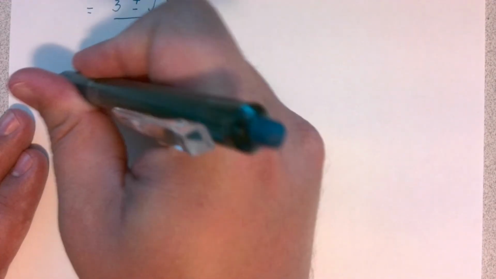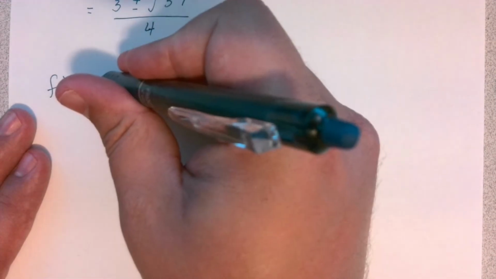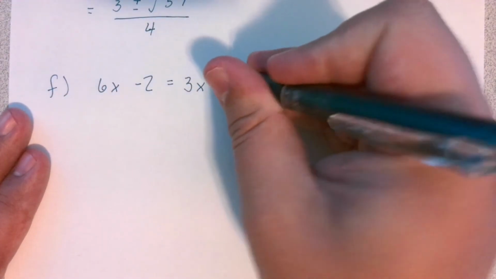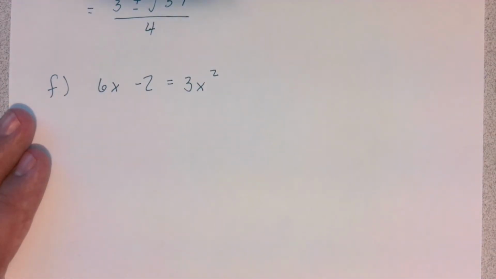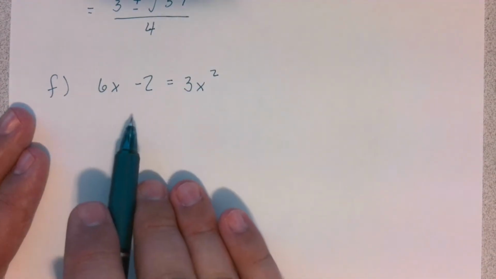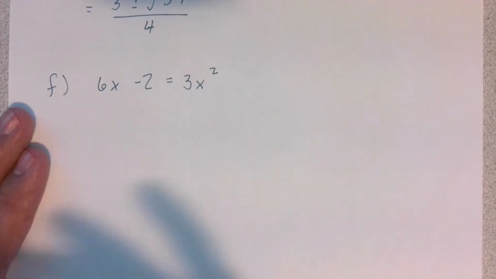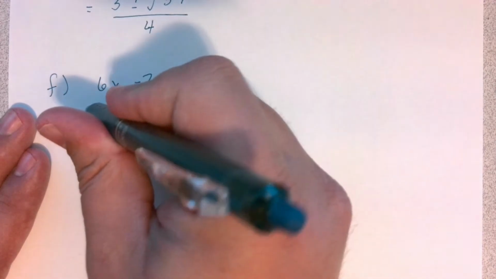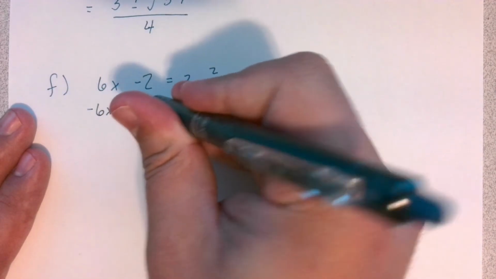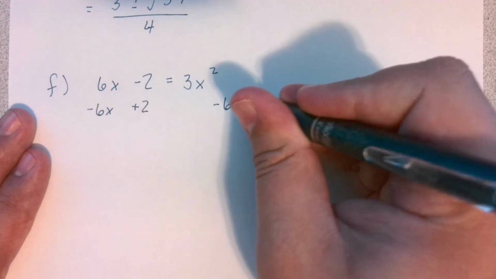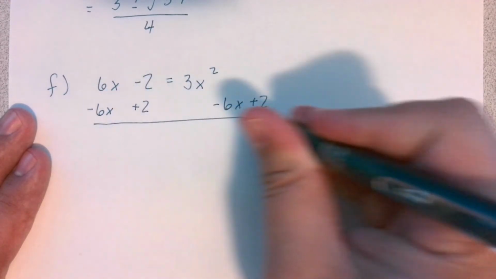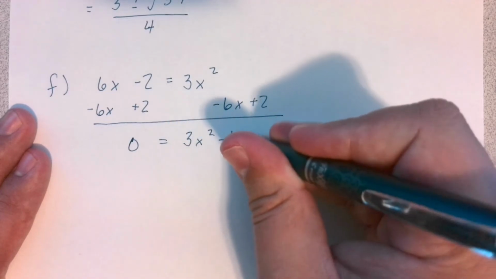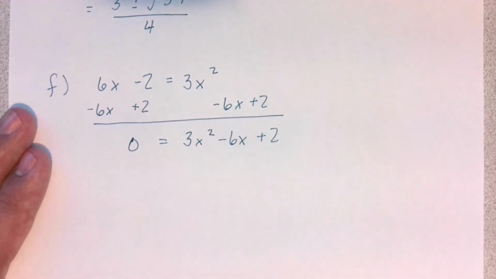Next, for part F, we have 6x minus 2 equals 3x squared. So we can't jump straight into factoring or the quadratic formula yet. What we have to do instead is get 0 on one side. So I'm going to subtract 6x and add 2. So we get 0 equals 3x squared minus 6x plus 2.